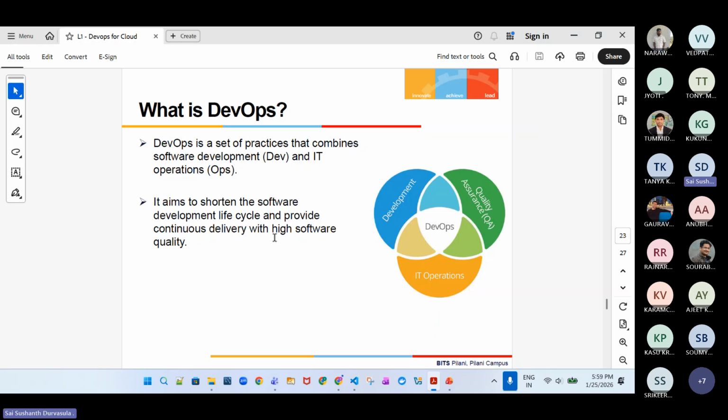DevOps itself was formed from two teams, primarily the software development team and the operations team. But like we discussed, even the QA team these days is merged into the development team. So you have one team both developing and testing the code, and then you have the packaging team, which is the operations team, all three working together.